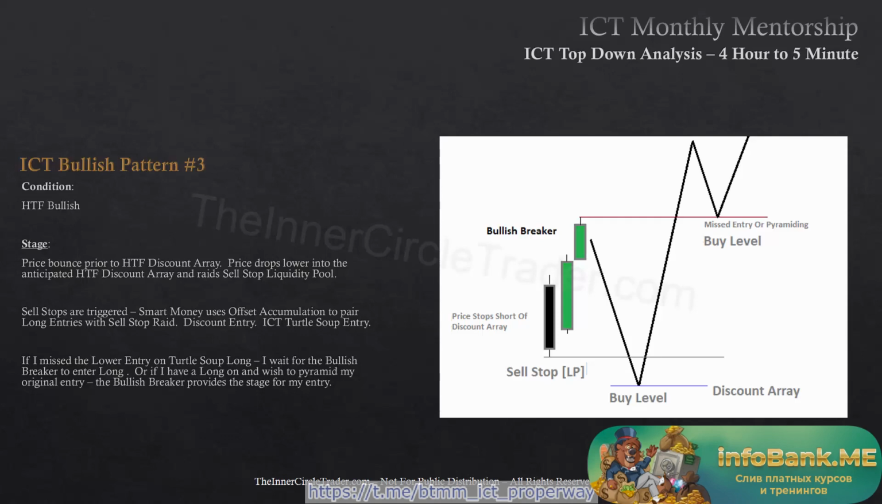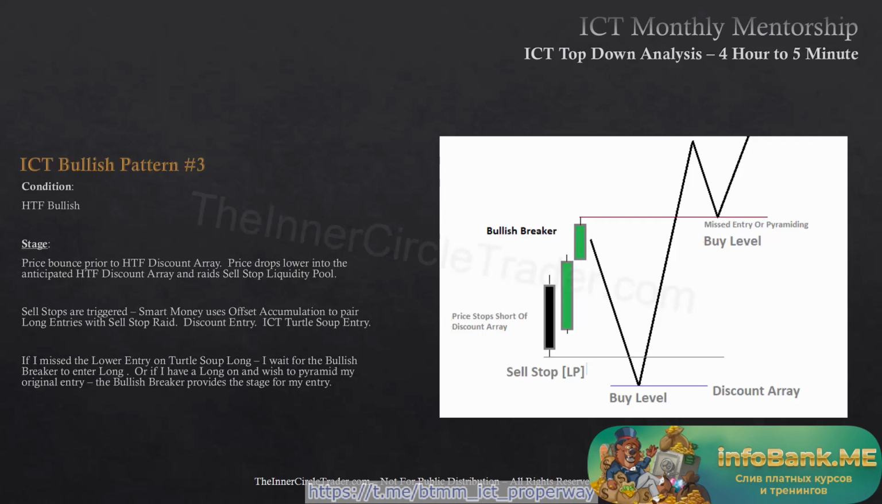So then I look for that either as a new position entry because I missed the first one, or if I went long down on that lower run on sell stops or turtle soup entry, if I got that one on, and I want to add to that position in a pyramid, say I bought 2 down in the low end, say I want to add another, I can do it now when it trades to that bullish breaker. So I can now pyramid there.